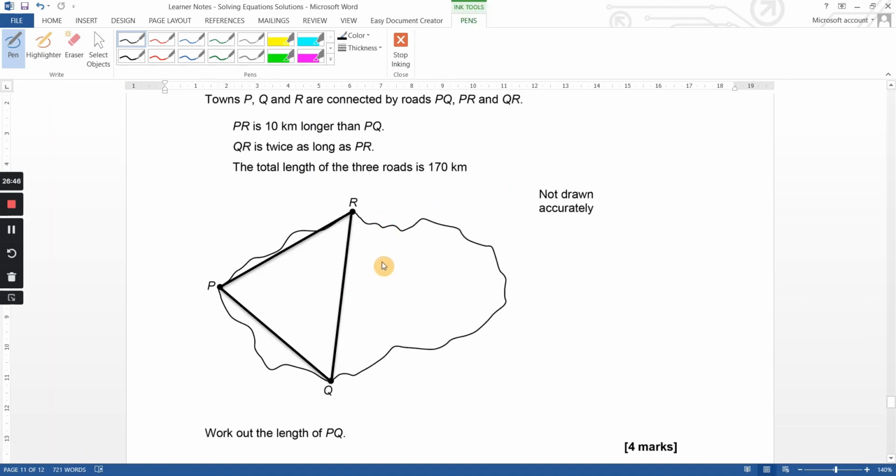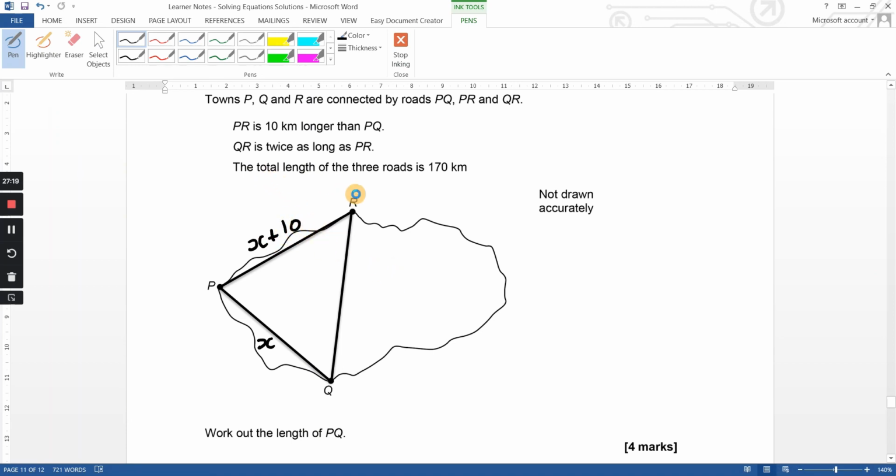Okay, so I've connected them with lines. Obviously, you guys use a pencil and ruler if you printed this out, and if you do it in the exam as well, definitely use a pencil and ruler. And now, what were they saying? PR is 10 kilometers longer than PQ. So let's say PQ is X. Let's label that with an X, because that's the smaller one. PR will be 10 kilometers more than X, so that'll be X plus 10.